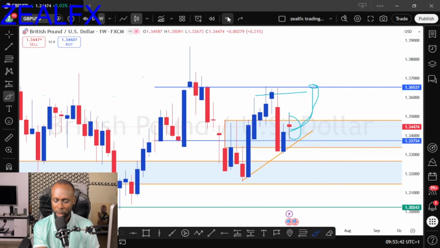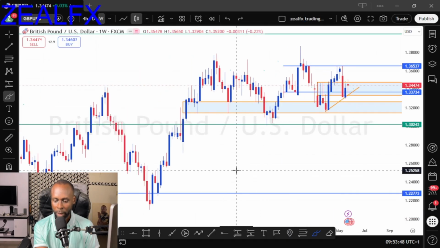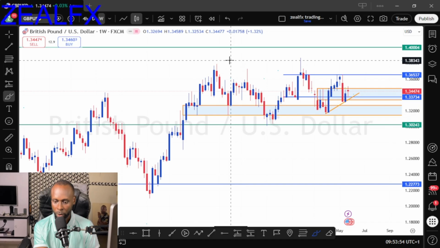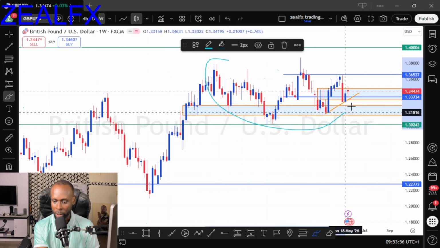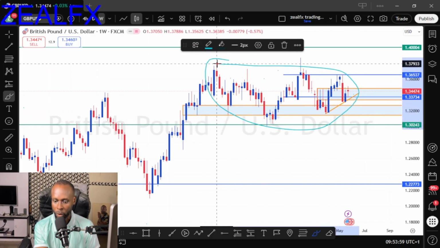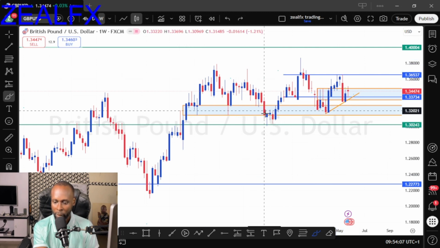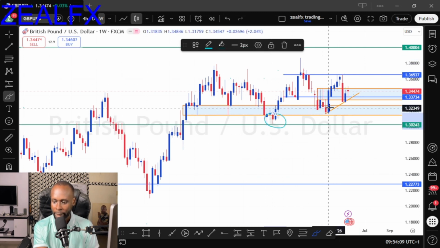So let's look at the structure of the Pounds USD on the weekly time frame. On my weekly time frame, you can see we still have a range price on the Pounds USD, which is the major structure for the Pounds USD. But an inner structure started to build up for a bullish move on the Pounds USD, which now has a lower low and a higher low.